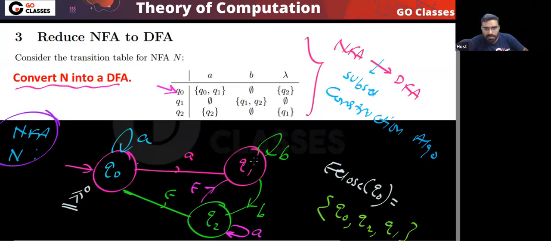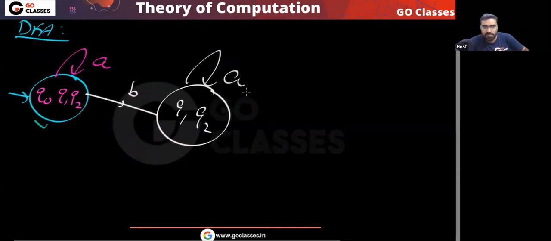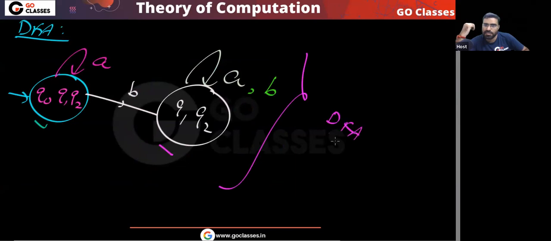What about symbol B? Q1, Q2 on symbol B, they will go to Q1, Q2 only. And then for free, they can go to Q1, Q2. So your final answer, there will be a self loop on B also. Now this state is also over. This is your DFA. This is the DFA that you will get. Is this point clear? Please tell me.